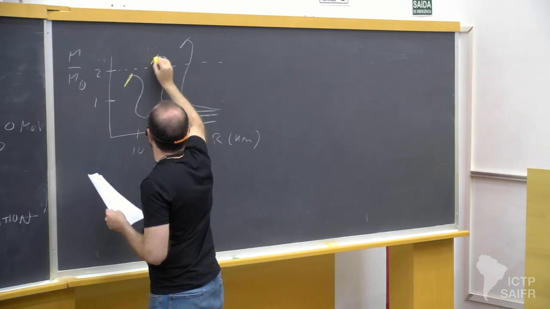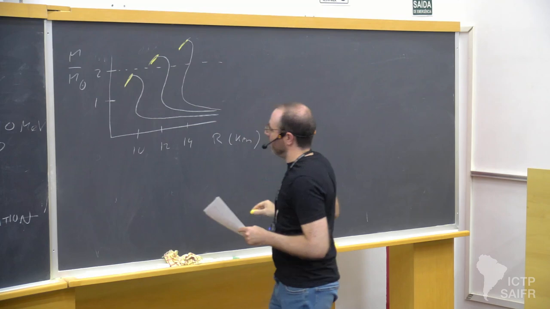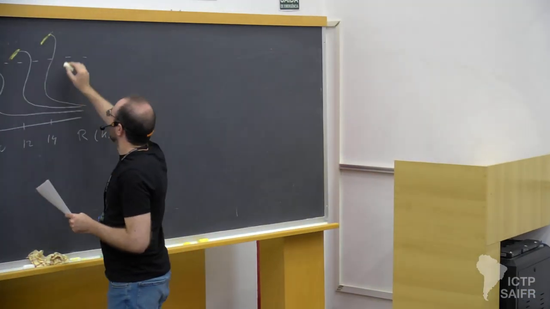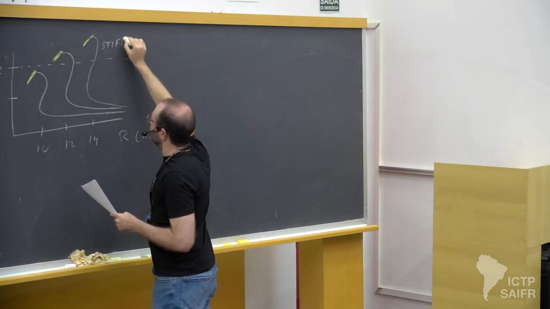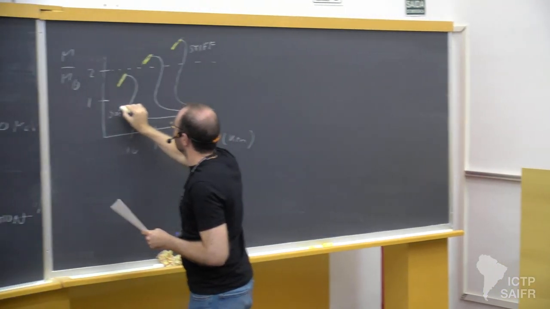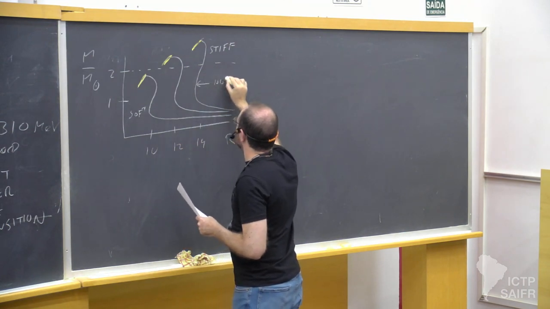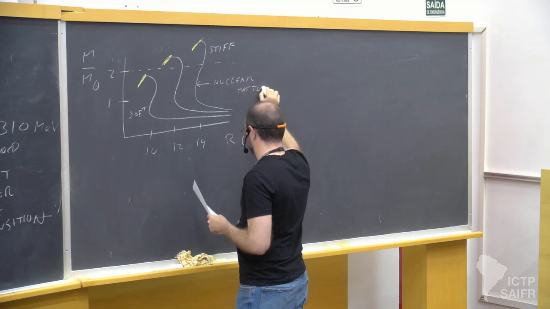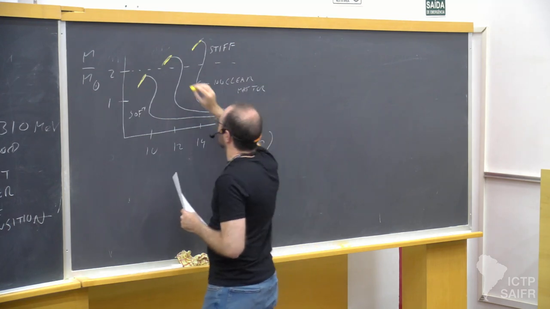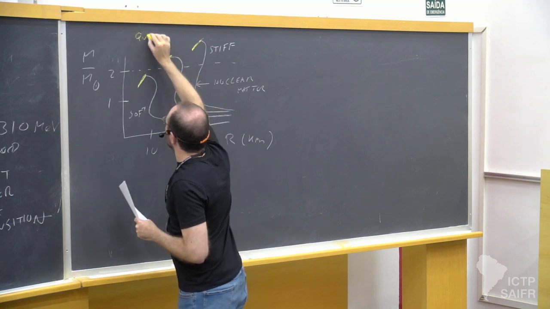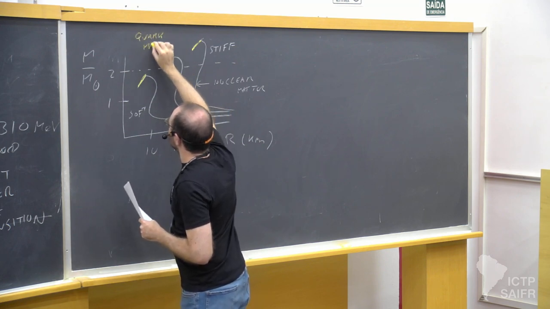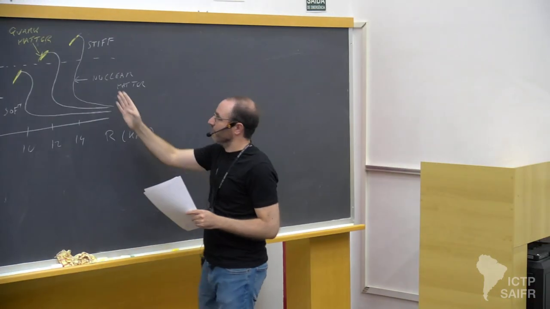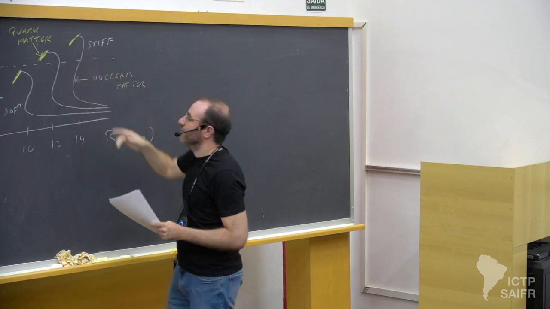And this part is where you start having quark matter at the core. Okay, so this is the stiff, this is the soft, and this part is just nuclear matter. And then here you start having the quark matter at the core. Okay, so you see that there is a kink, a very sharp change in the behavior of the curve.